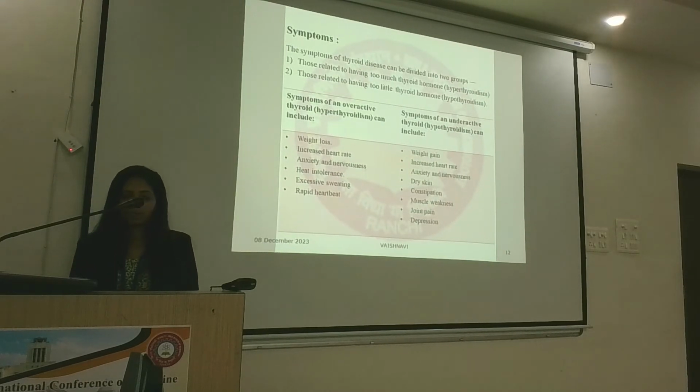Next, symptoms. The symptoms of thyroid disease can be divided into two groups. First, those related to having too much thyroid hormone, hyperthyroidism, and second, those related to having too little thyroid hormone, hypothyroidism. Symptoms of an overactive thyroid include weight loss, increased heart rate, anxiety and nervousness, heat intolerance, excessive sweating, and rapid heartbeat. And symptoms of an underactive thyroid include weight gain, decreased heart rate, dry skin, constipation, muscle weakness, joint pain, and depression.